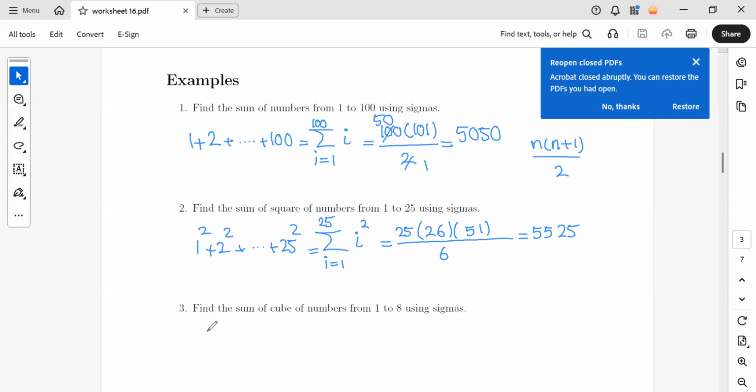For the third one, we have cubes of numbers and we want to add them up. So we start from 1 cubed, 2 cubed, all the way to 8 cubed. And if we want to write it in sigma, we would write i cubed, that i starts from 1 to 8. And using the formula that says n, which is 8 here, times n plus 1, 9, over 2, all squared, this part will be 1296.